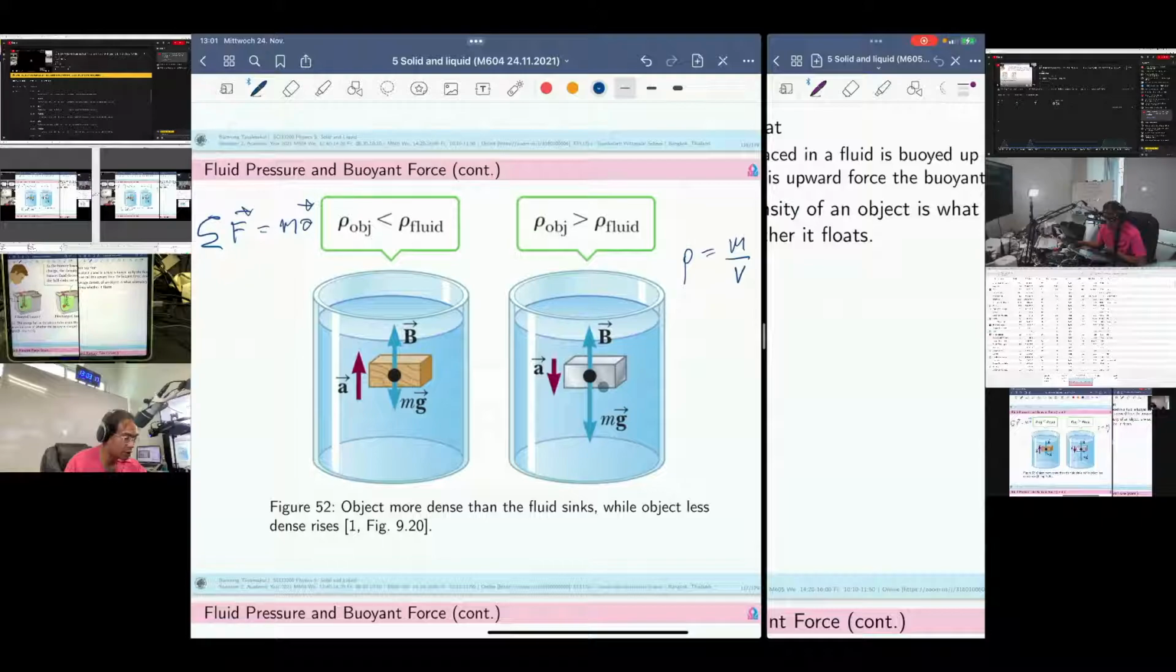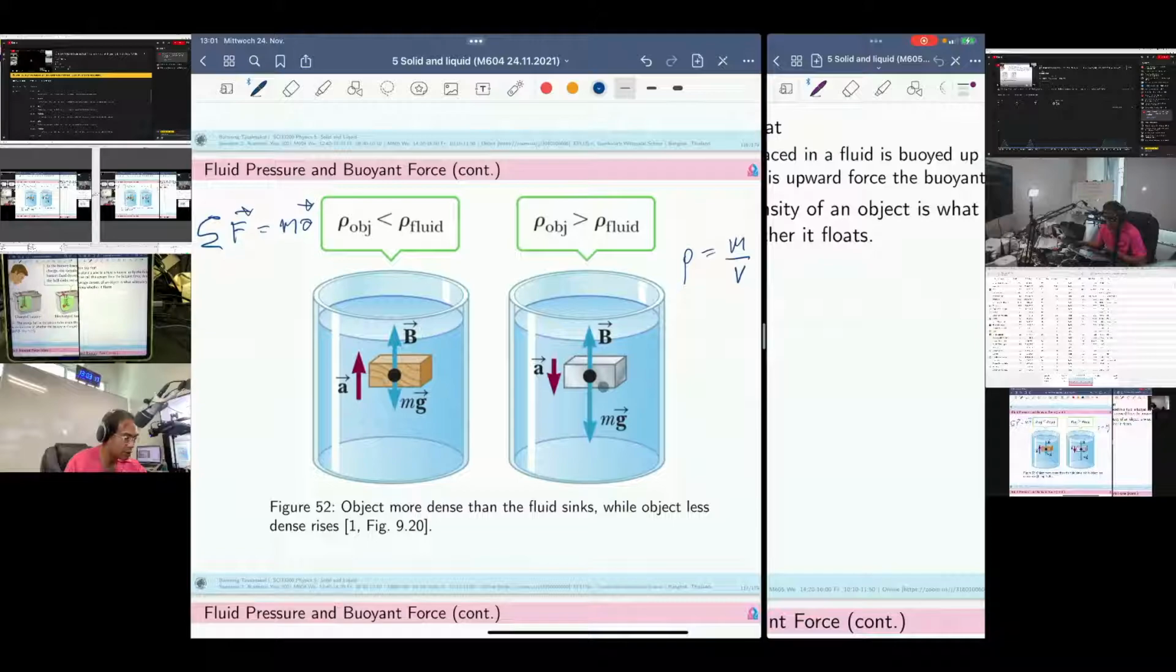And those are the two phenomena you could get in nature, right? It depends on the density of the substance and the density of the fluid, whether it's less than or greater than the density of the fluid, right? So let's move to the next page.